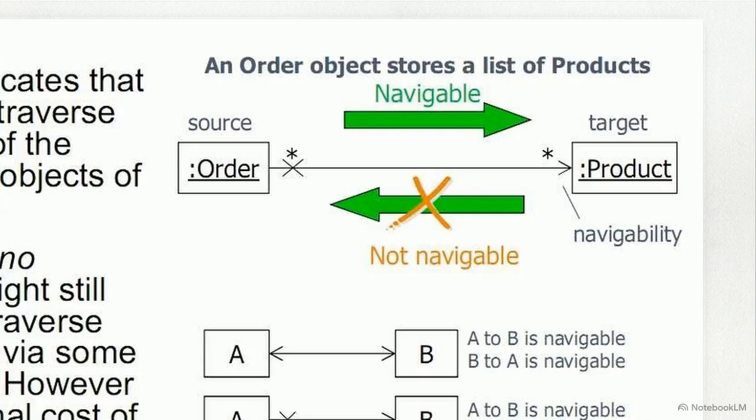This graphic highlights navigation ability. The open arrow pointing from an order to a product is a strict directive dictating data dependency. It translates directly to the order class containing a list of product objects in the code. Order knows exactly where to find its products.